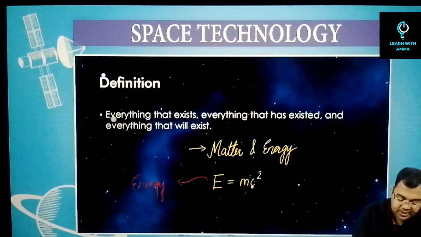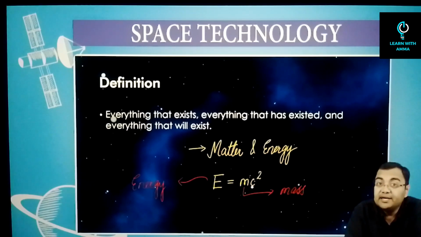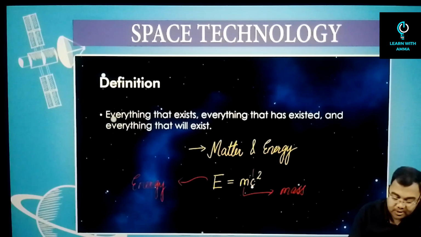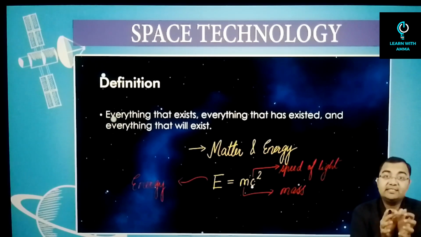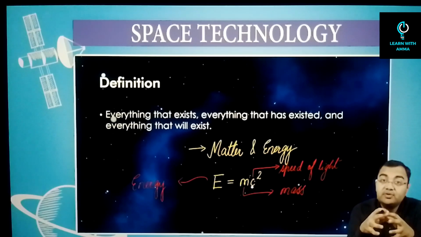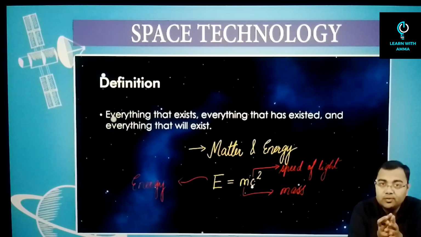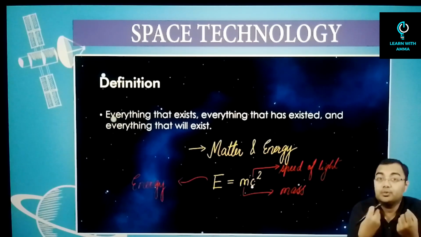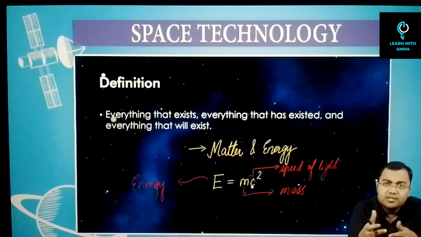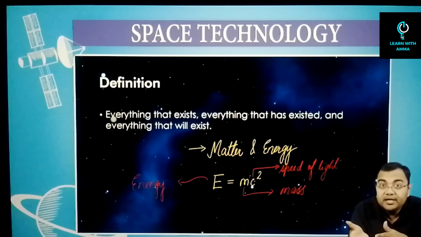E stands for energy and m stands for mass, and c is the speed of light. So this is how he had established a relation between energy and mass. So that's why when we say that what is there in the universe, a simple answer is matter and energy, because matter can be converted into energy and energy can be converted into matter, right? Very simple.